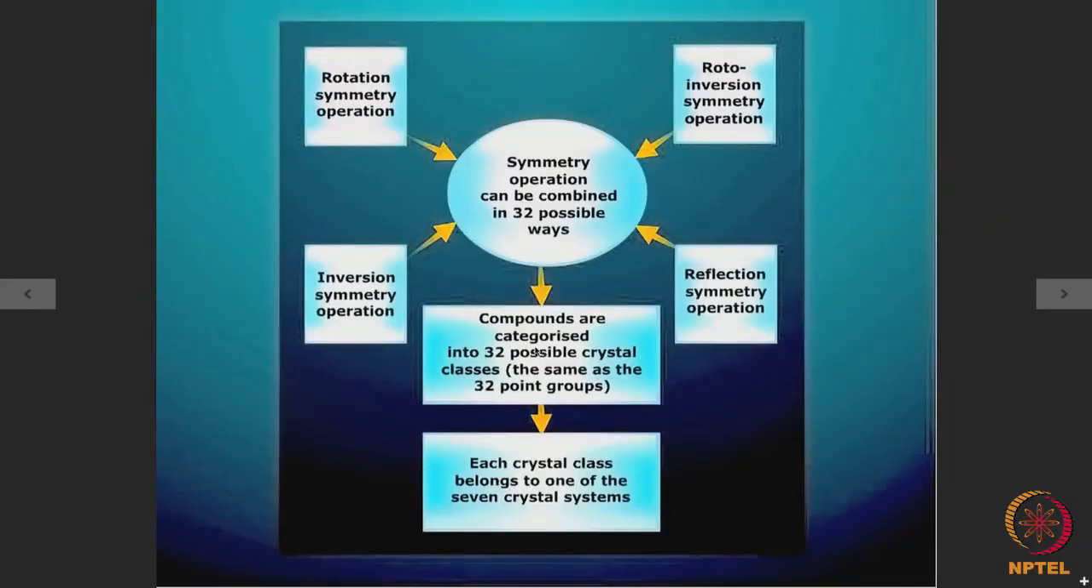So, all such compounds are categorized into 32 possible crystal classes. So, there are 32 point groups or 32 possible crystal classes. Now, each crystal class, of course, belongs to one of the 7 crystal systems which we have already described.